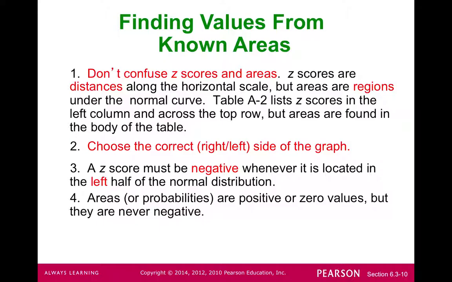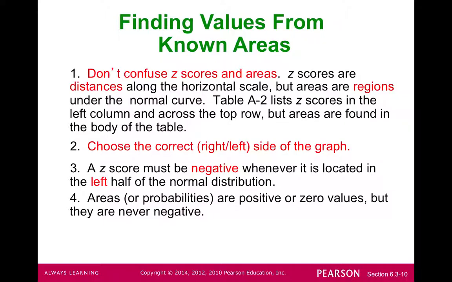A z-score must be negative whenever it's located in the left half of the normal distribution. So what I mean by that is, just like half of your table is positive and half of your table is negative, anything on the left half of your graph is always going to be negative, whereas the right half will always be on the positive side of your z-score table. And the areas or probabilities have to be positive or zero values. They can't ever be negative.